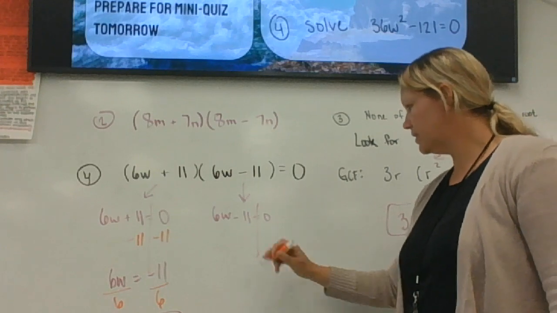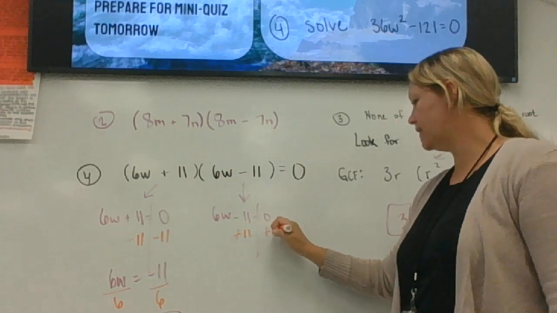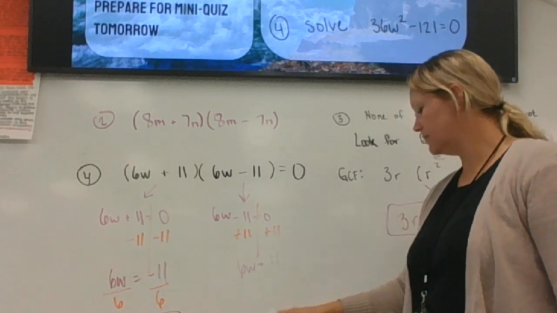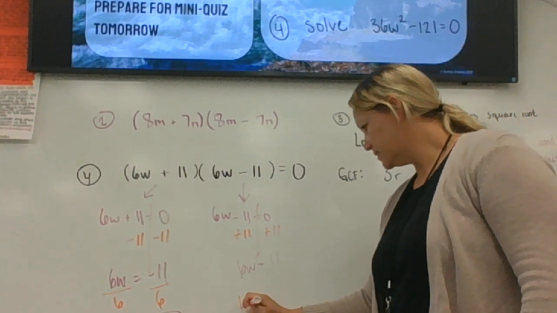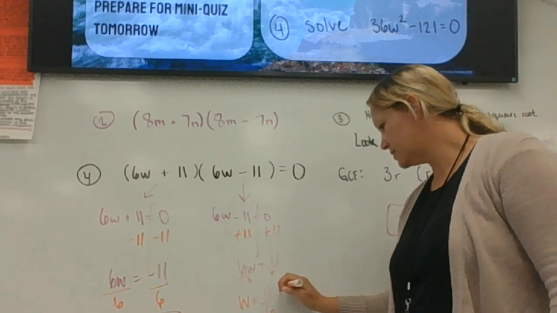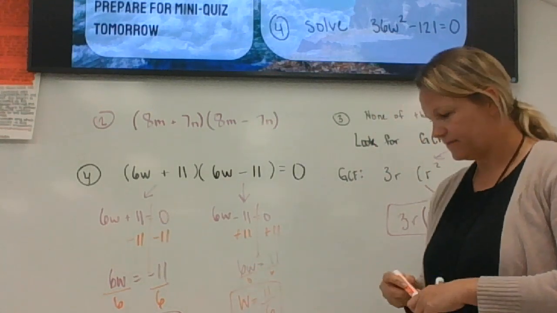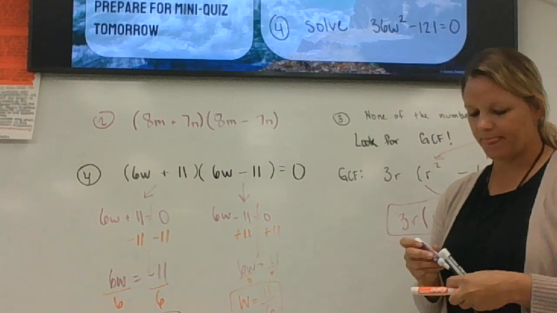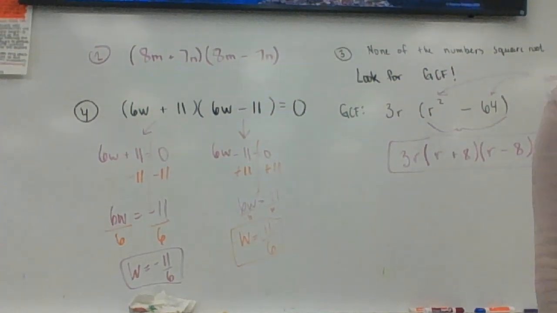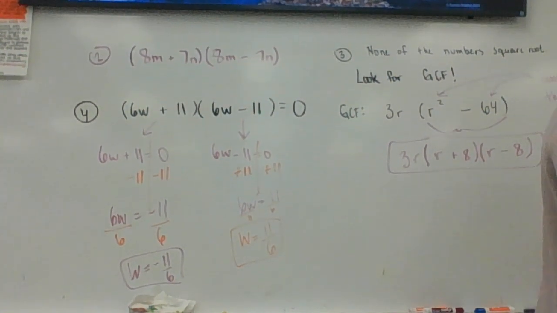And we'll do it again. Add 11. Show your work. 6W is 11. Divide and W is 11 over 6. Two answers. Does anybody remember why these problems have two answers? Or can anybody describe what these answers look like on a graph?